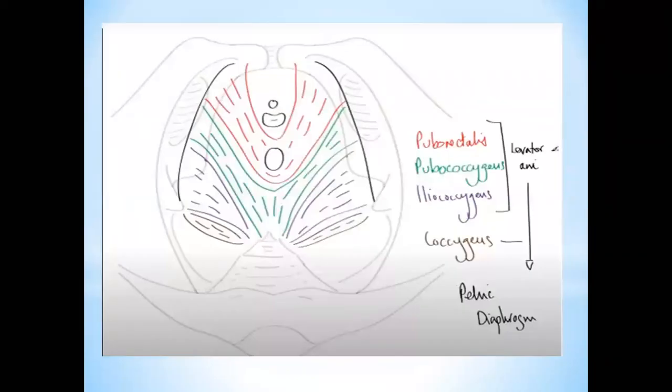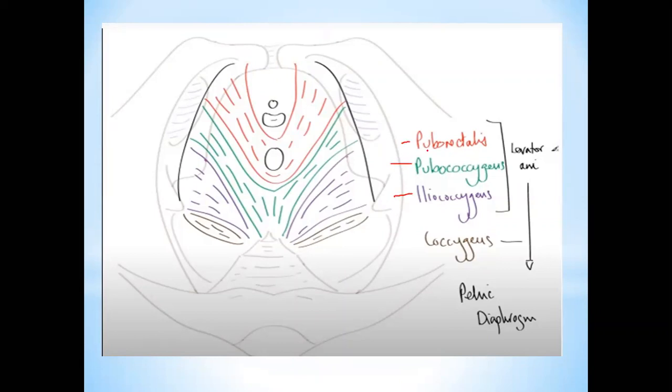Now, as I told you, the pelvic diaphragm is basically made up of two muscles, that is the levator ani muscle and the coccygeus muscle. Now, this levator ani muscle is divided into three parts, or it has three fibers: the anterior fibers, the intermediate fibers, and the posterior fibers. So it forms the puborectalis, the pubococcygeus and the iliococcygeus.